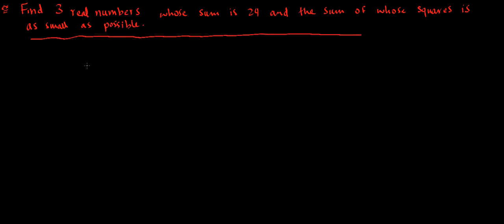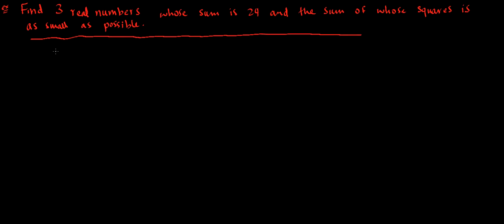So this is a third example that we can solve using Lagrange multipliers. We want to find three real numbers whose sum is 24 and the sum of whose squares is as small as possible. So try and pause the video and solve the problem, and come back and see how I solve it.